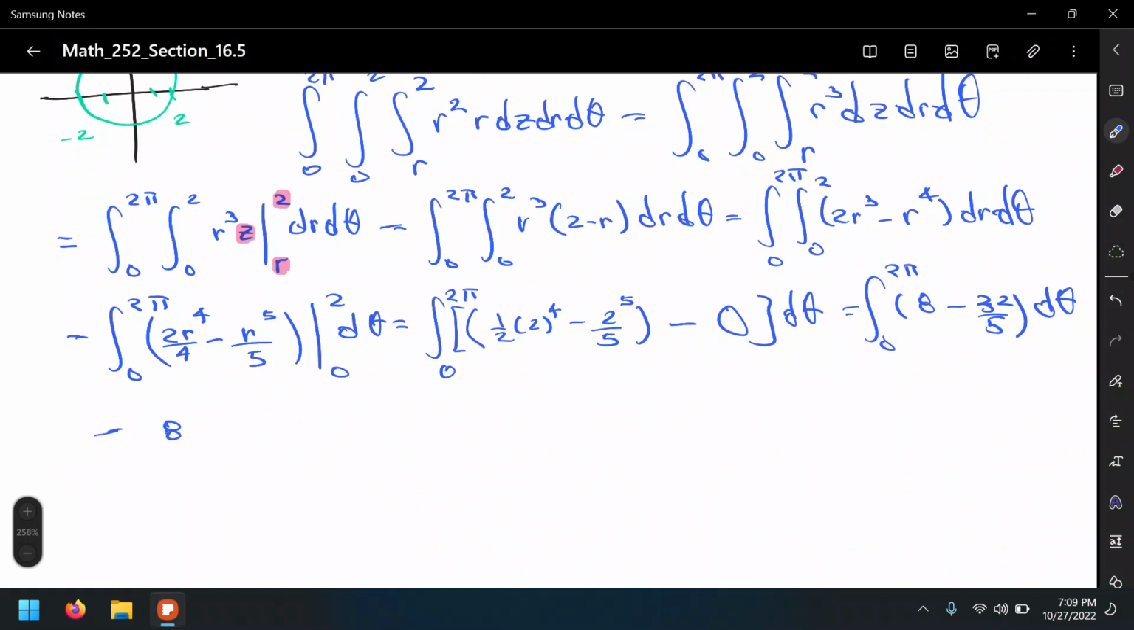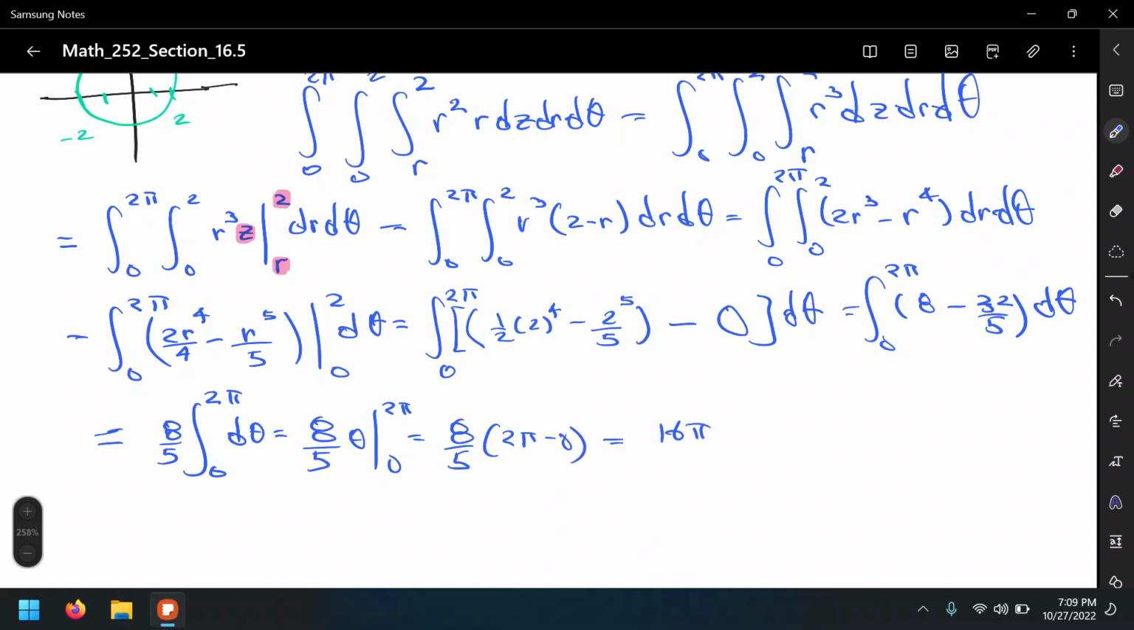And those 8 fifths, I'm going to write them outside of the integral, so we can integrate this easily. So that's 8 over 5 theta from 0 to 2 pi, which is 8 over 5 times 2 pi minus 0, and well, that's 16 pi over 5. Sounds good? All right.